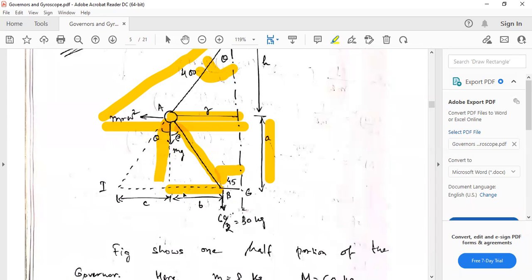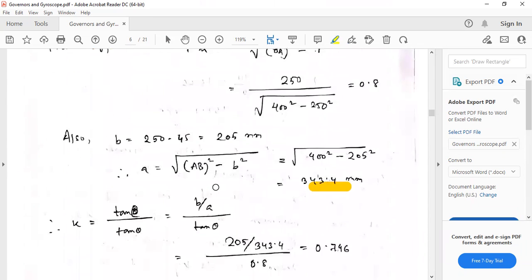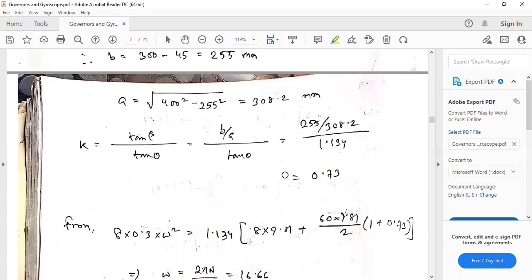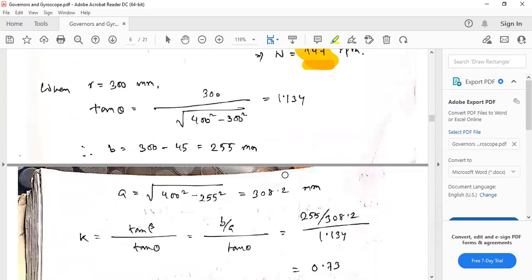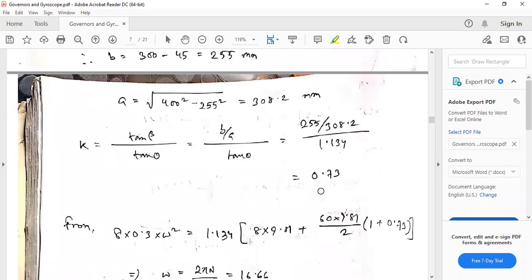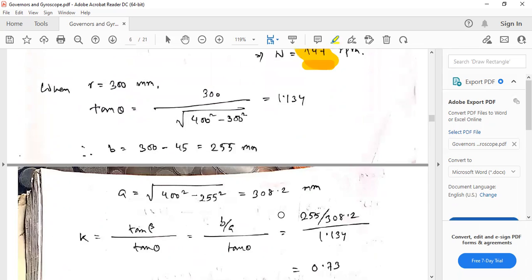Again here, this is 45, obviously this r is now 300, and this part will be here. So beta also we need to find out in this case. How do you find that? You also know. Here this b will change. B will be 300 minus 45. So this b is known. A you can find out because this length is 400. So you do everything, and you get the value of k for the second case when r is equal to 300. K will only change, that is 0.73. Everything else will remain the same.